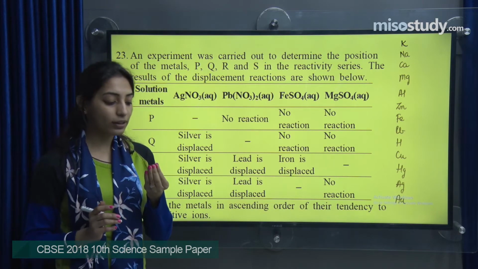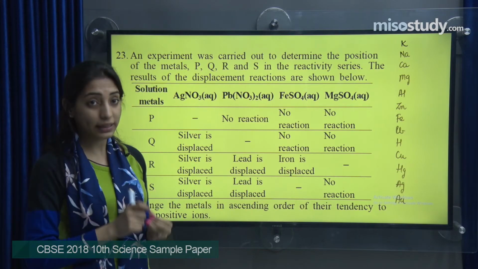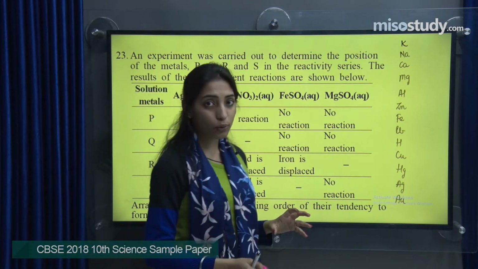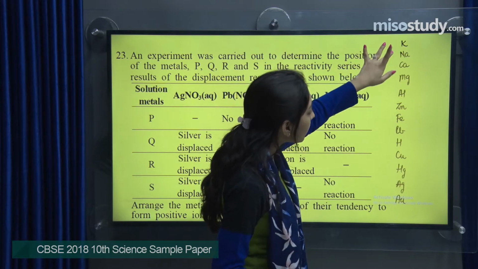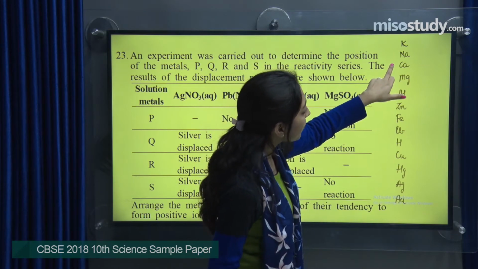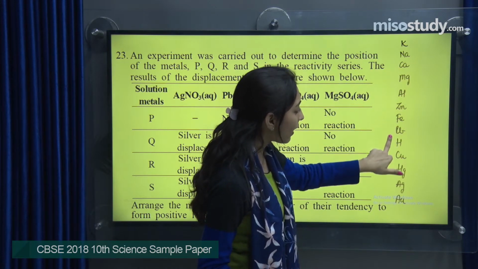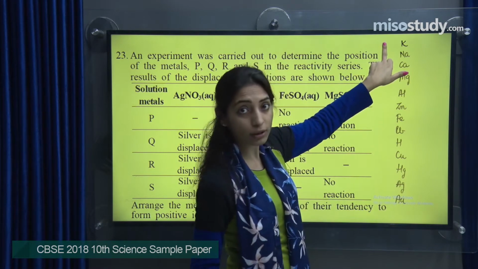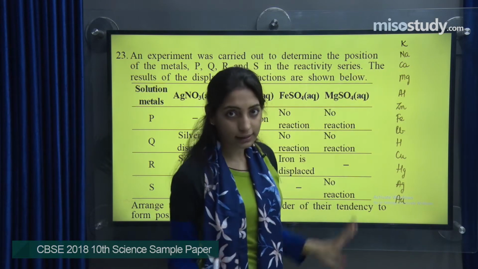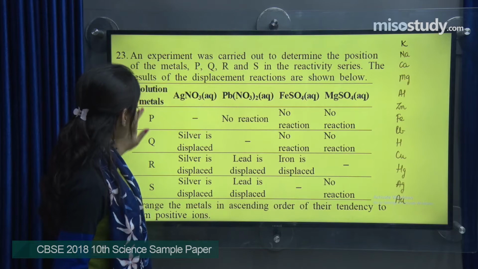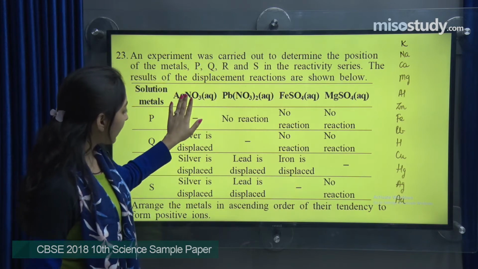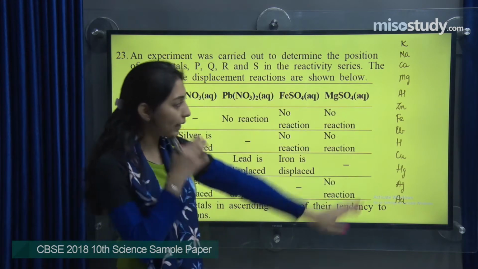So since we are carrying out the displacement reaction, one thing should be very clear to you, that a highly reactive metal can displace a less reactive metal. So potassium can displace all of these from their solutions, right? Sodium can displace calcium, magnesium, aluminium, zinc, iron, lead, hydrogen, copper, mercury, silver, gold, but not potassium. Similarly, zinc can displace all these but not those above it. This you know, right? Now these are the metals P, Q, R and S, and these are the reactions with AgNO3, Pb(NO3)2, FeSO4 and MgSO4.